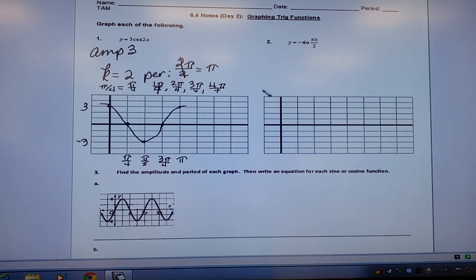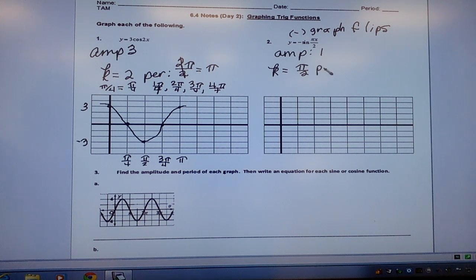All right, next is our sine function. Notice it's negative. So that negative is going to cause the graph to flip. So just write yourself a note that the graph flips. And our amplitude is 1. Remember, it's distance, so it's always positive. K is pi over 2.